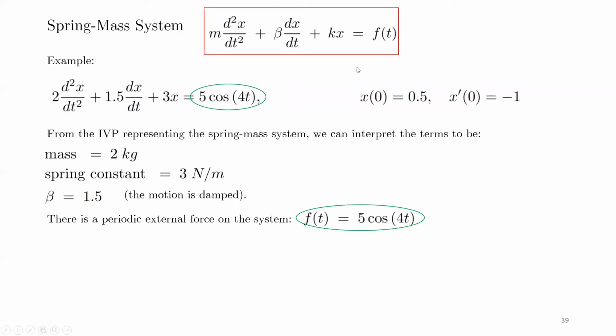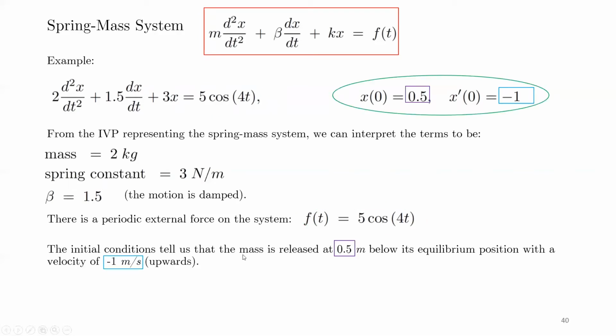But what about the initial conditions though? Well, the mass is released at 0.5 meters below its equilibrium position. So at time t equals 0, x of 0, the mass is at 0.5, we'll assume meters. So that's 0.5 meters below its equilibrium position. We've extended that spring by half a meter. Okay, it must be a big spring. The initial velocity, so x prime is the velocity, dx by dt, at time 0 is equal to -1. And well, let's say it's meters per second.